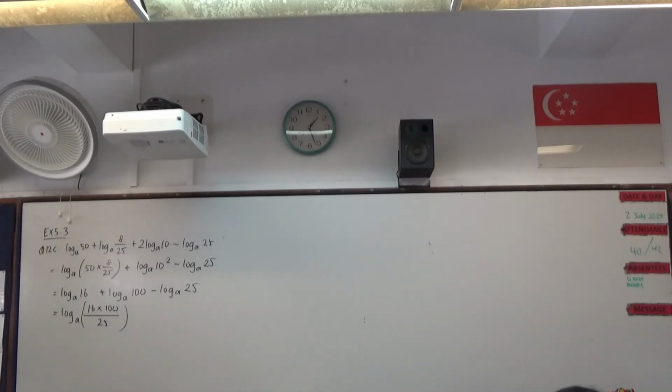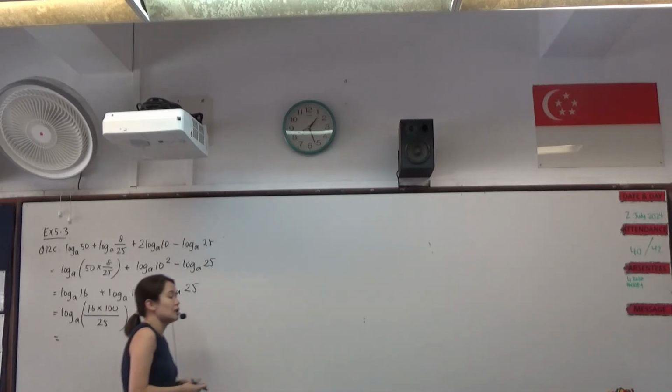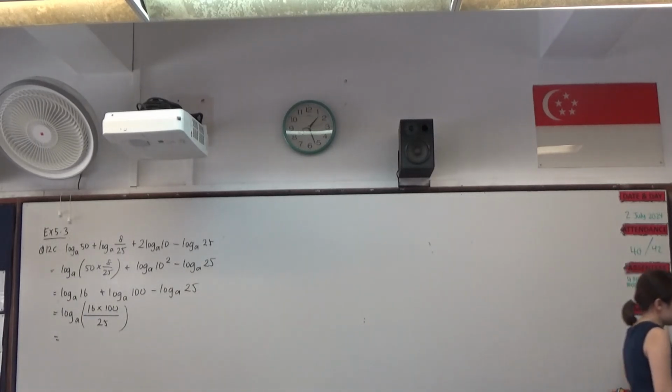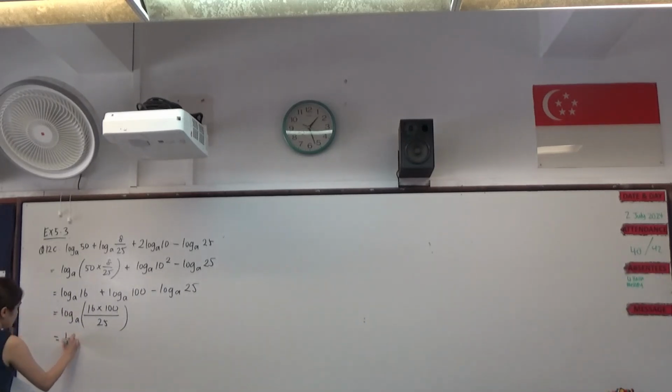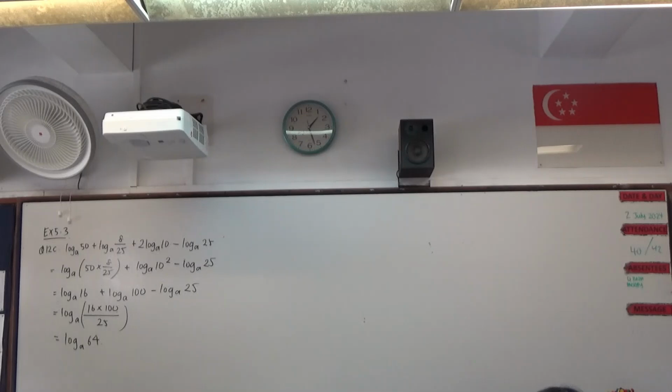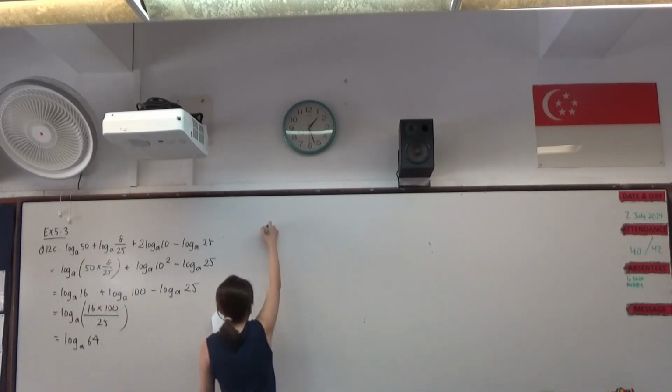Okay? So in fact, right at the start, if you want to merge everything into one step, that's fine, just that we need to be extra careful. Okay? So I don't really encourage that, that's why this is the bare minimum I'll have. So we get log base A 64. That's all. Okay? Questions? Next, 13A.